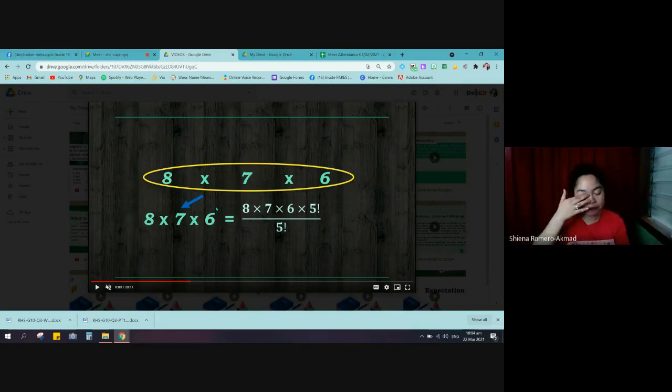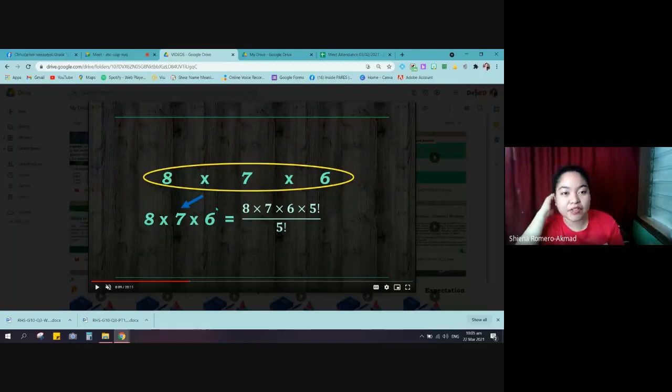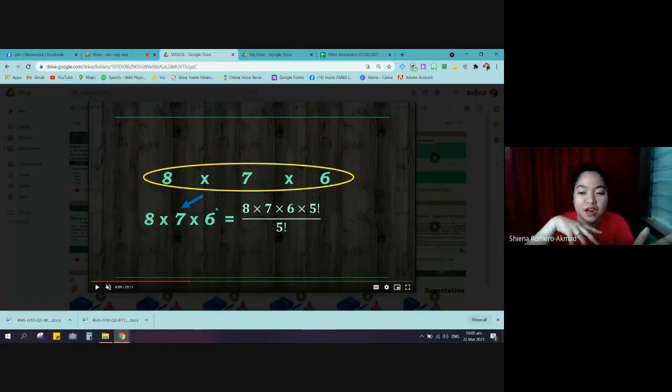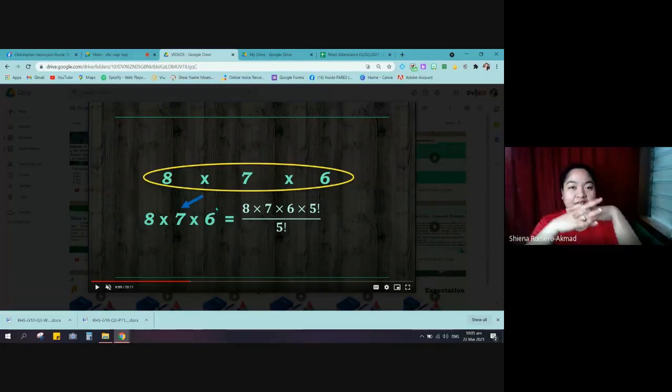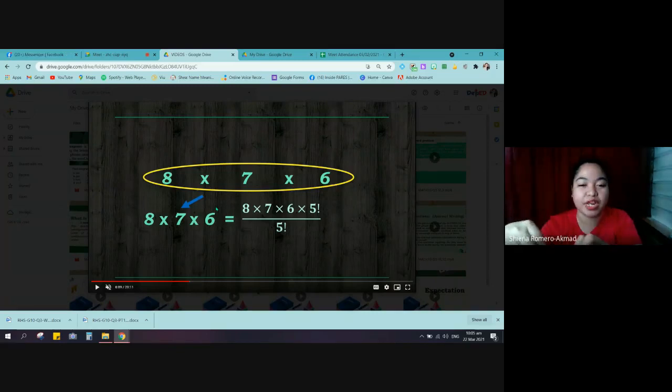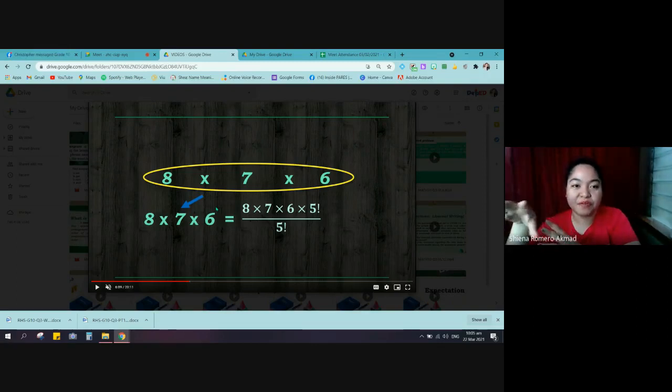So gagamit tayo ng formula. And we are going to derive that formula from the earlier concept that you learned. And that is factorial. Remember that 8 times 7 times 6 can be expressed to factorial. And how will you express that? Siyempre, kung makikita nyo, 8 times 7 times 6 lang. Anong nawawala? The factor that is missing is 5 and below. And 5 and below can be represented as 5 factorial.